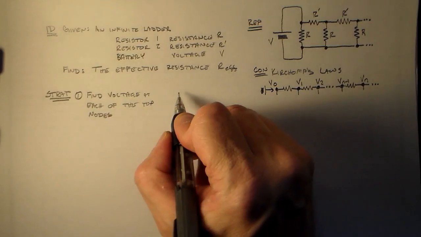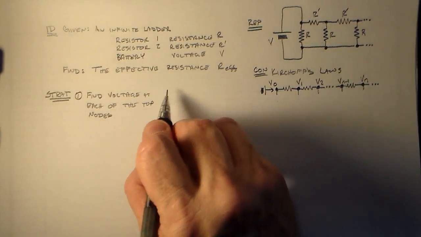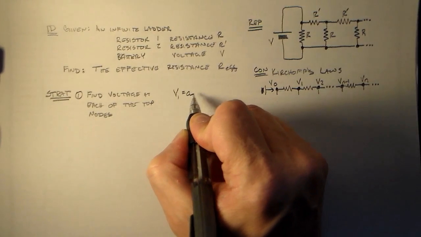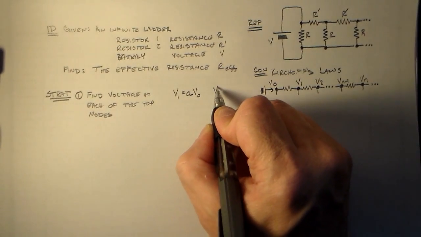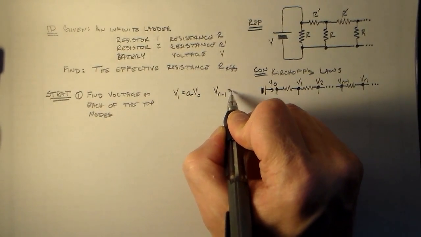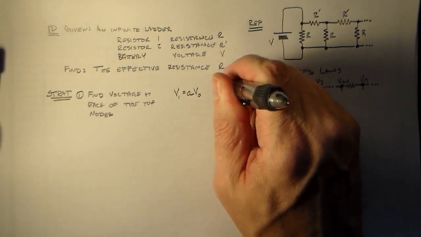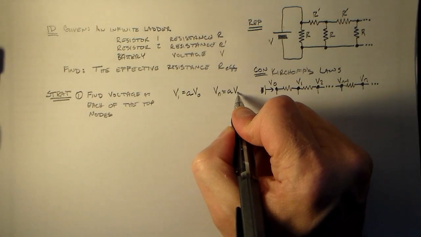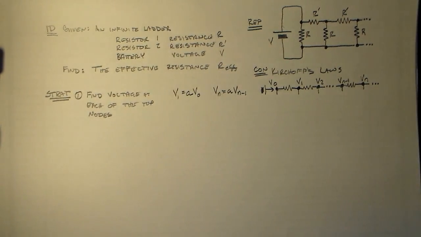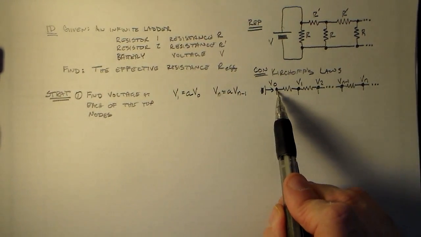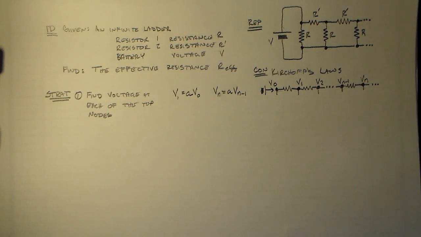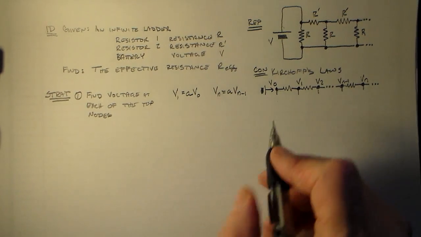So basically what I'm going to say is that if V1 is equal to A V0, then Vn is equal to A Vn minus 1, right? So whatever happens from here to here has to proportionately happen from here to here because the physical situation is the same, right? I think that makes sense.